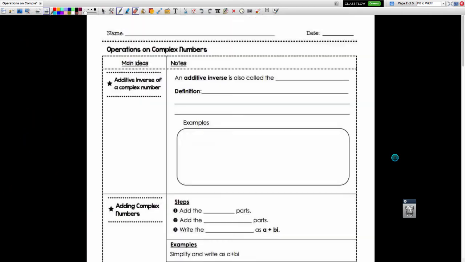So let's go ahead and start. I'm not really worried about the additive inverse. That's not the important piece of this, so I'm going to skip over that.